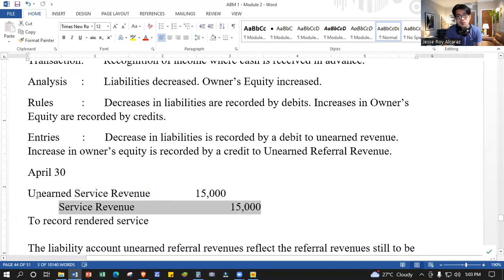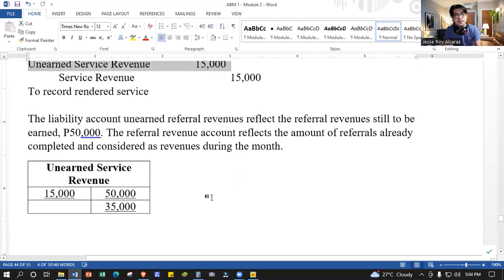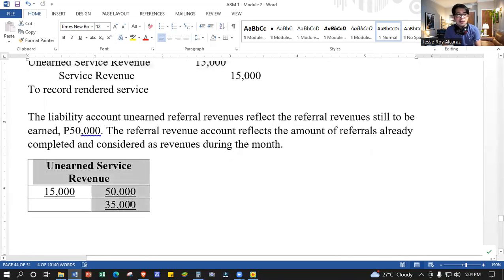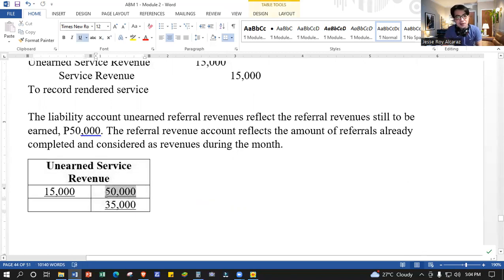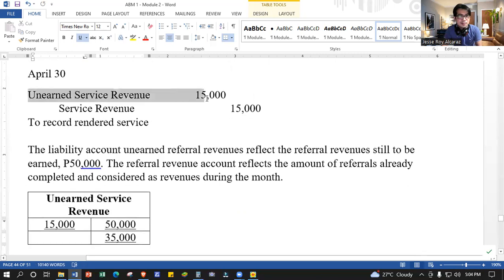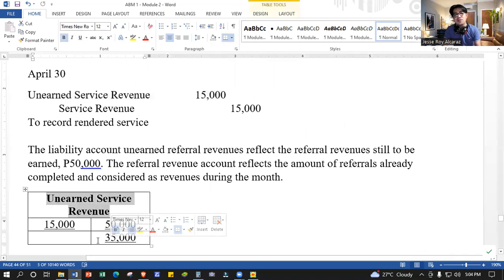And then we reduce the liability account. Liability accounts are reduced by debiting them. Therefore, unearned service revenue, 15,000. So, if we make a T account, we have an initial balance of 50,000, then we debit 15,000. Therefore, at the end of the month, the balance of our unearned service revenue is only 35,000 left. Credit.